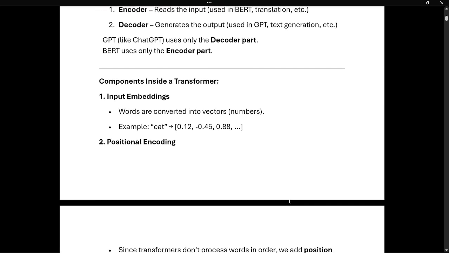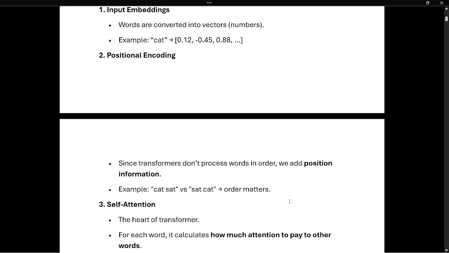What is positional encoding? A transformer does not process words in order, so we add position information. Suppose we have "the cat sat" or "sat cat". Here the order matters, so positional encoding is also important.